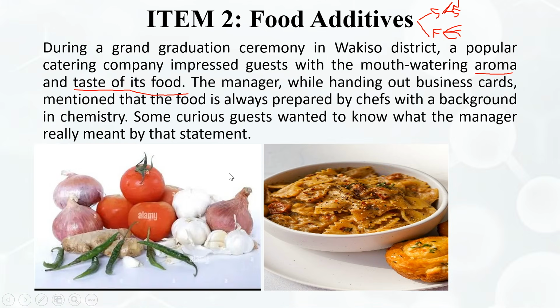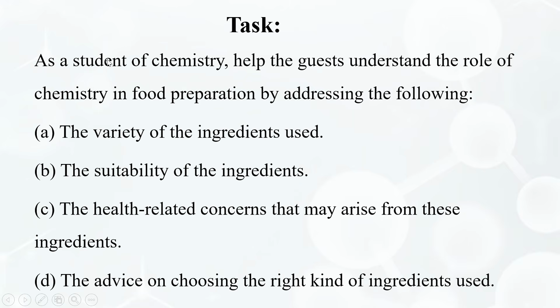Now, let's look at the task. What is the task asking? Task: as a student of chemistry, help the guests understand the role of chemistry in food preparation by addressing the following. Part A, the variety of ingredients used. So in this case, they still want us to talk about what? The category. Part B, the suitability of the ingredients. And then part C, the health-related concerns that may arise from these ingredients. And then part D, the advice on choosing the right kind of ingredients used.